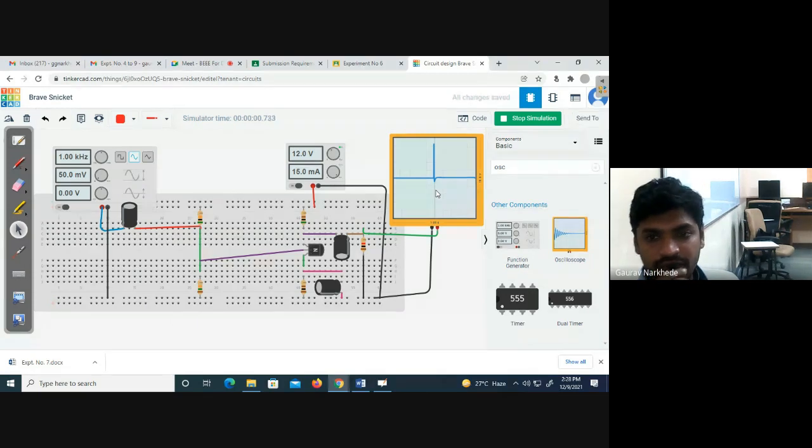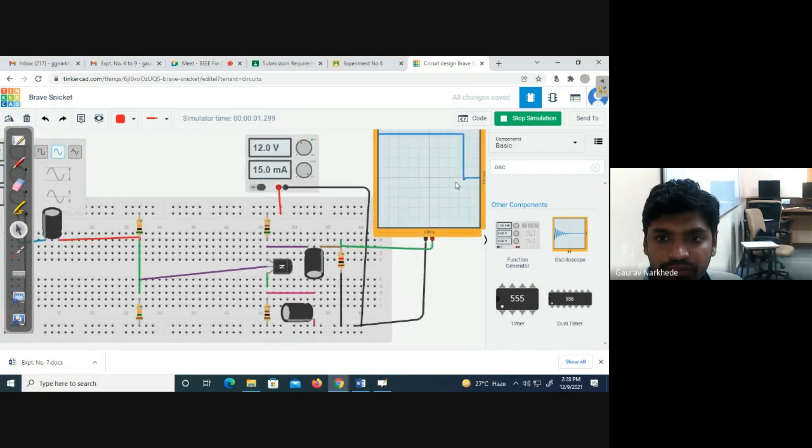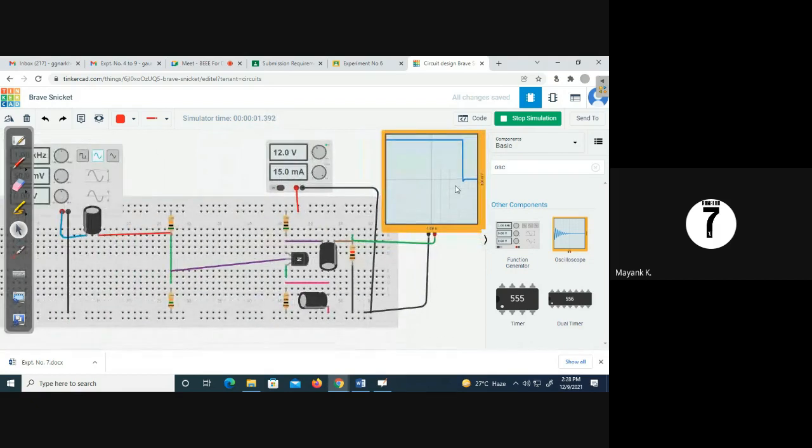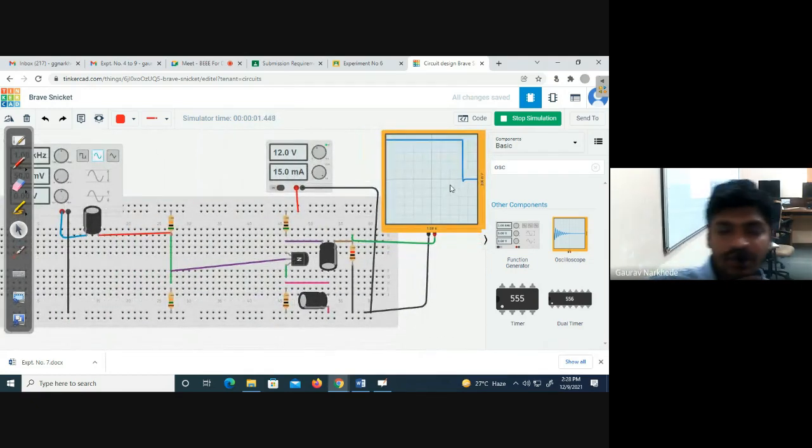So it will take some time, right? So let us wait. So what is the reading for the oscilloscope? Yeah, so I'm just trying to get the first, we will just try to get the waveform properly.